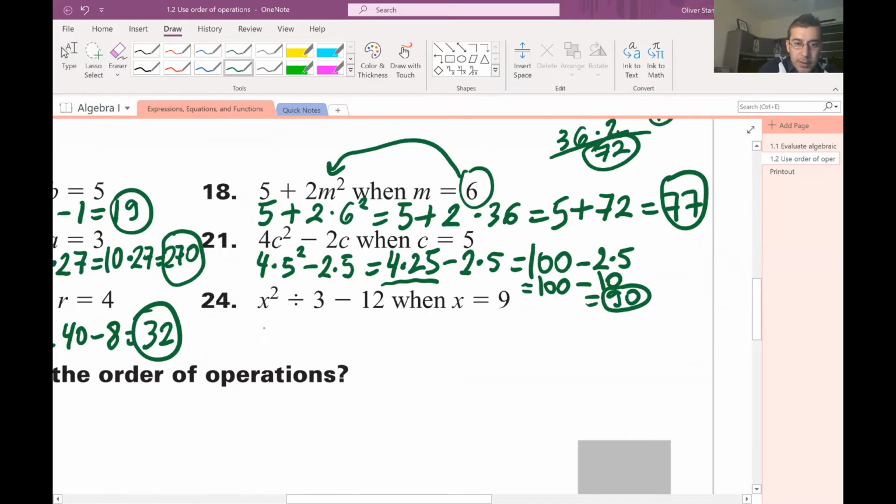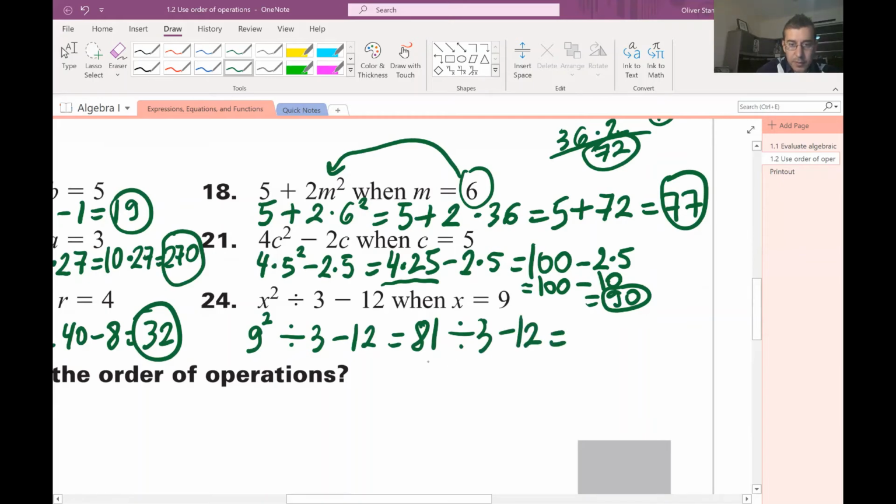24, x squared, x is 9. So we do 9 squared divided by 3 minus 12. Powers is the operation that is going to be done first. So 9 times 9 is 81. So 81 divided by 3 and then minus 12.